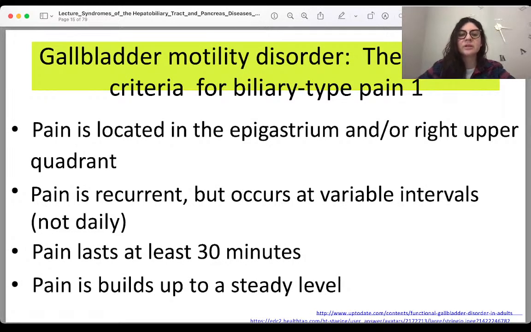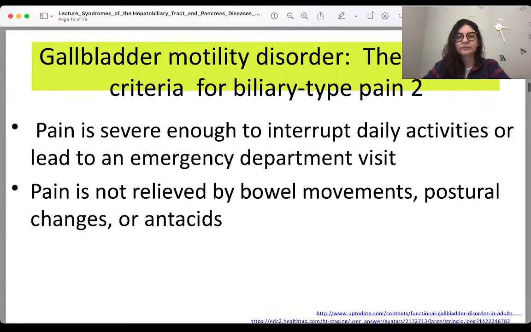This pain builds up to a steady level. Usually, biliary-type pain is severe enough to interrupt daily activities or lead to an emergency department visit. Pain is not relieved by bowel movements, postural changes, or antacids.